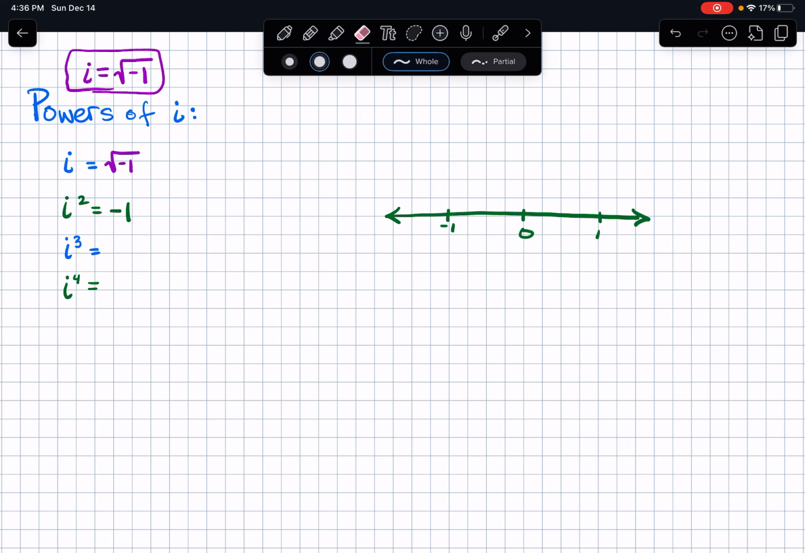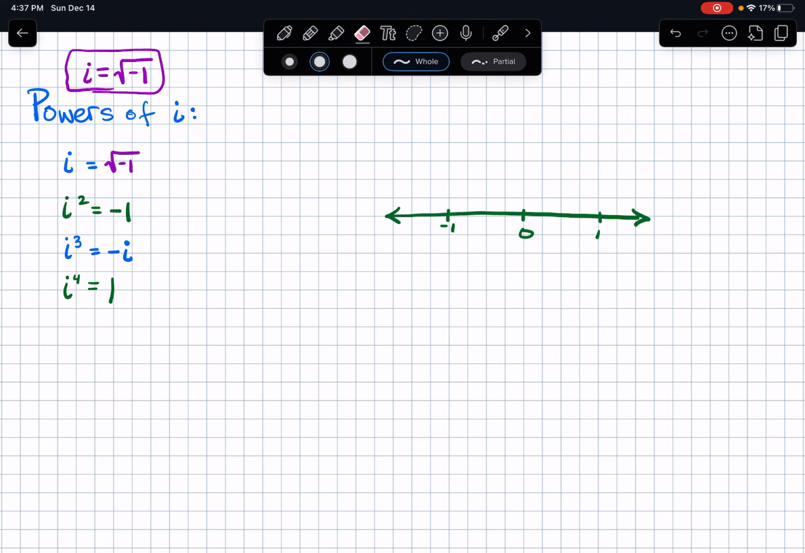Now to get i to the third, I could multiply both sides of this equation by i, right? i times i squared will give us i to the third. -1 times i gives us -i. So that tells us that i to the third power is -i. And then i to the fourth power, if i squared is -1, i squared times i squared is -1 times -1, which we know to be +1.